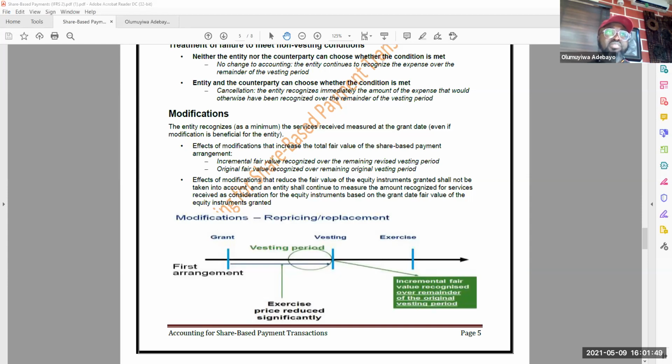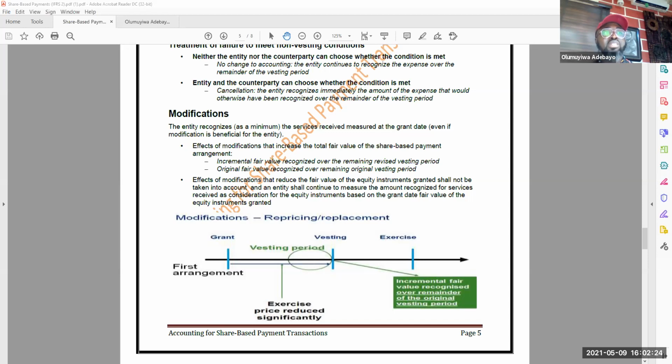And take note, modification might bring about an increase in value to the employee, which is an increase in cost to the employer. The modification can also bring about a decrease in value to the employee, which is a reduction in the cost to the employer. But the conclusion of the standard is this. If the modification will bring about an increase in cost to the employer, such modification should be recognized and treated in accordance with what I've said earlier.